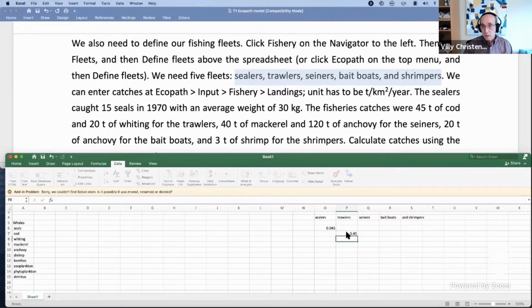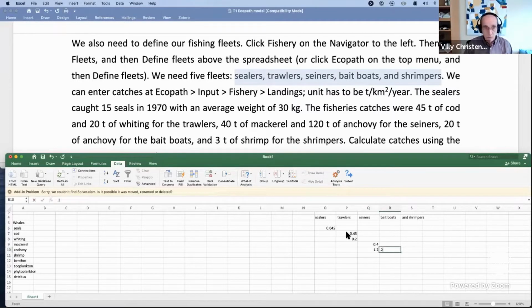Good. And the next is 20 for whiting. So 20 divided by 100, 0.2. 40 ton of mackerel. That's the seiner. So mackerel is next. Now 40 divided by 100 is 0.4. So I can enter that directly. And 120 ton of anchovy, 1.2 goes in there. And then for the bait boats, it's anchovy, 20 ton, that's 0.2.